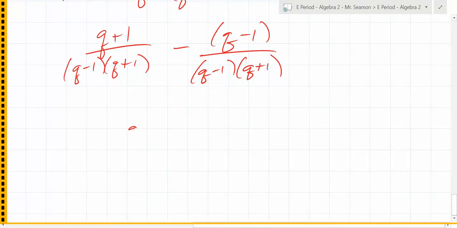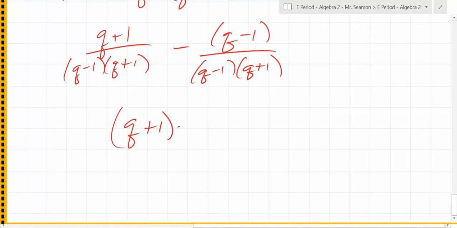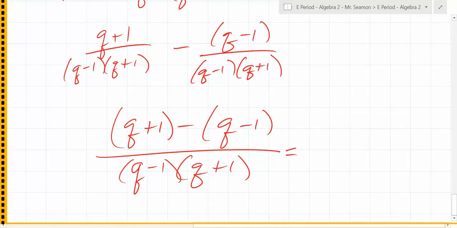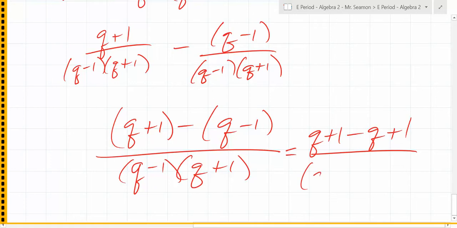So what do we end up with? And that's a really terrible Q I just wrote right there. What do we end up with? Q plus 1 minus Q minus 1 all over Q minus 1 times Q plus 1. Can we simplify this? Yeah, it turns out to be Q plus 1 minus Q plus 1 all over that same thing. Do I multiply out the denominator? No. Do not multiply it out unless you have to. And there's no reason to multiply it out right now.